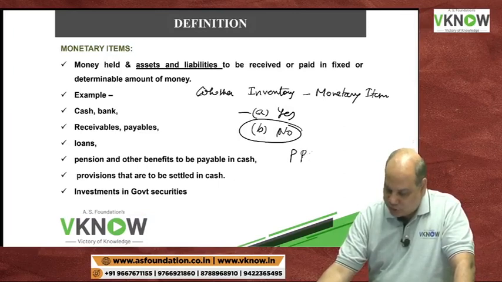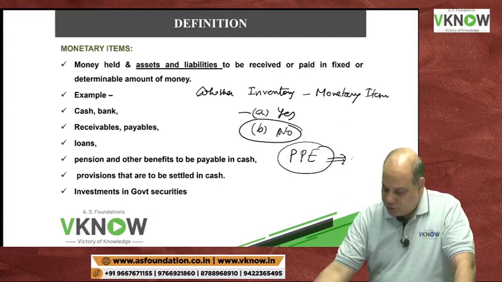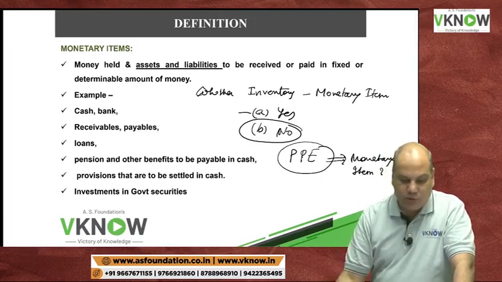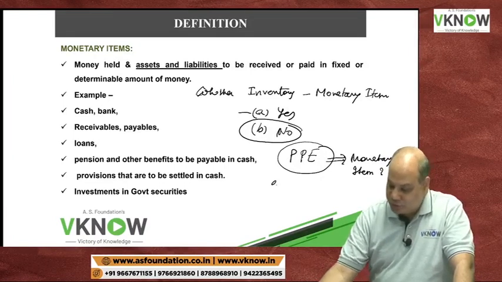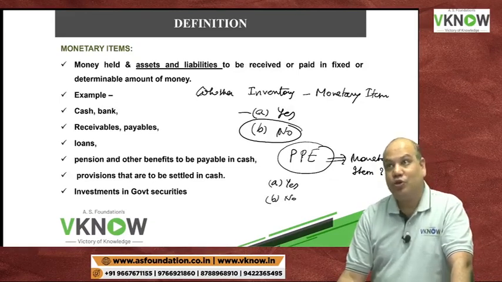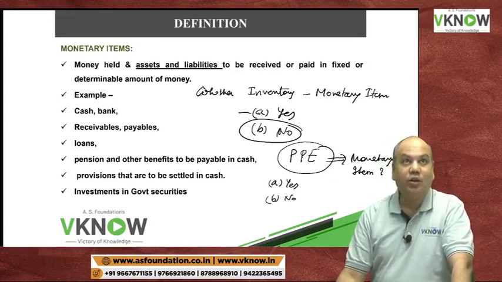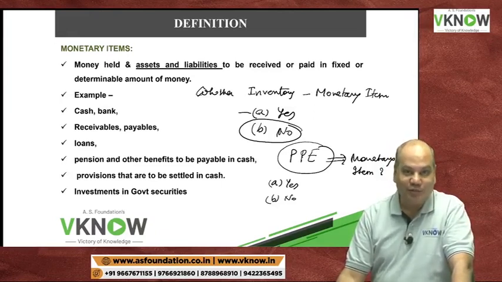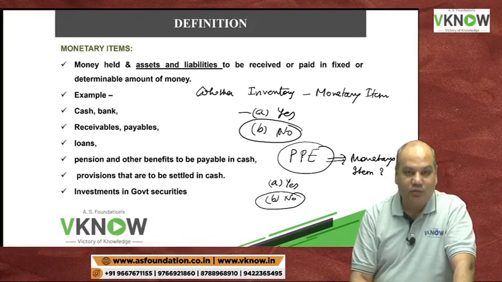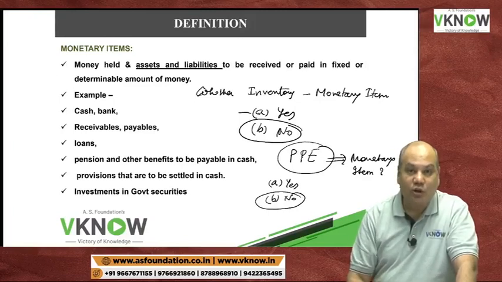Okay, one more question. Whether PPE is a monetary item? Option A, yes. Option B, no. Whether property, plant, whether your building where you stay, now today you see your building, and then check whether it is monetary or non-monetary. Your house where you stay, whether it is monetary or non-monetary. Any answer for this question? The answer is again no, because the value of building can change tomorrow. There is no fixed or determinable amount.